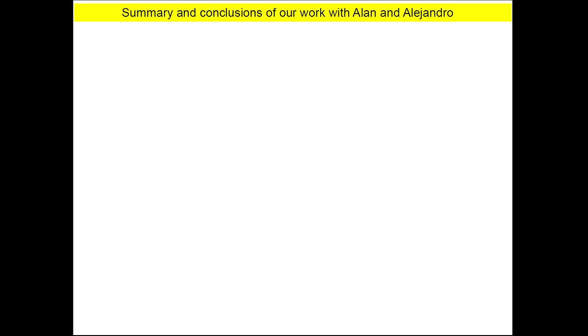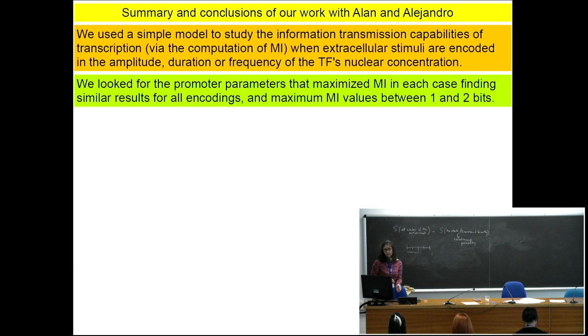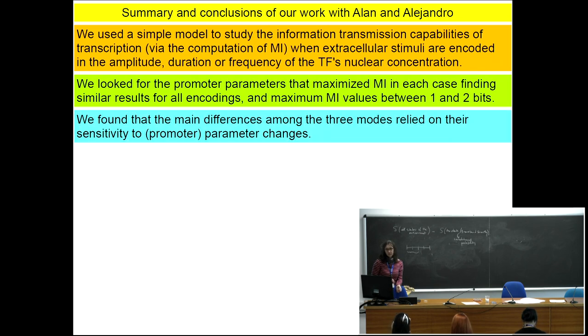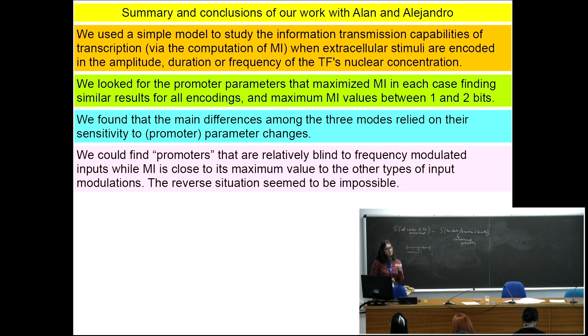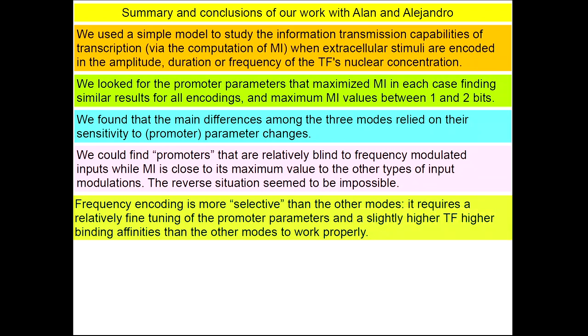And then from our work, we use that simple model of information transcription. We looked for the promoter parameters that maximized the mutual information, and we found that the main difference for the different modulation input types was the sensitivity to parameter changes. We could find promoters that are blind to frequency modulated inputs, but we couldn't find the reverse situation. And so frequency encoding requires a finer tuning of the parameters that characterize the promoters that respond to frequency modulation.